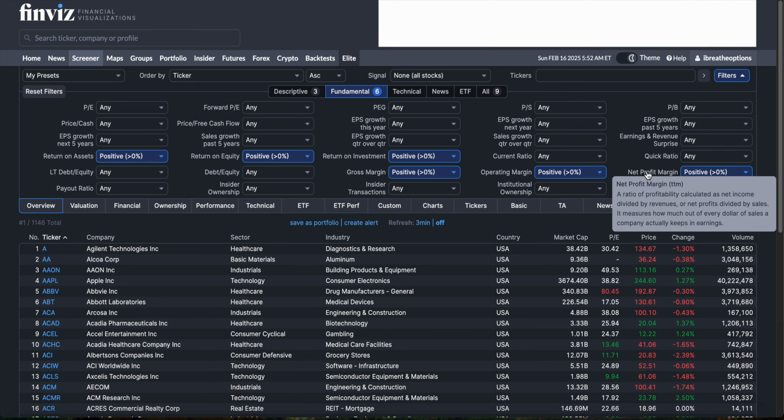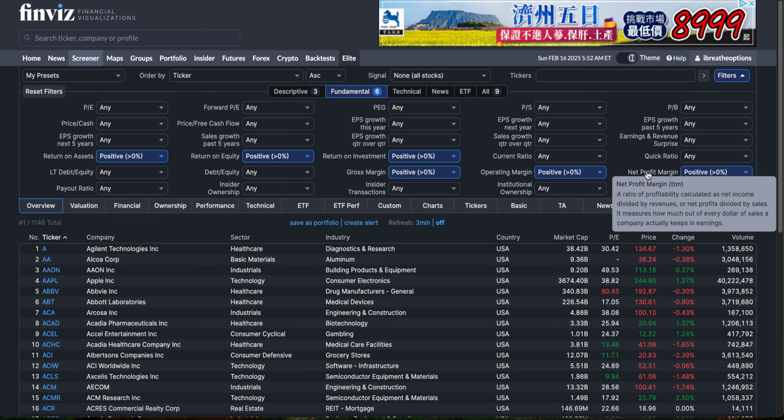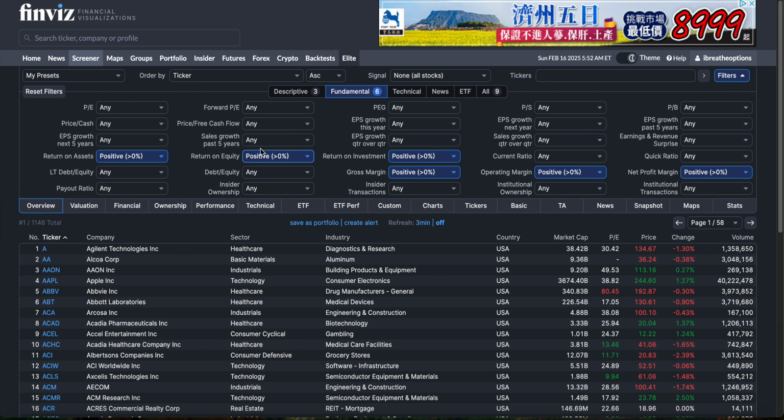And net profit margin, a profitability ratio calculated as net income divided by revenue, or net profits divided by sales. It measures how much out of every dollar of sales a company actually keeps in earnings. And of course, the more positive, the better. If you look at this screening, you managed to screen 1,146 stocks that you would actually want to look at, but there are still a lot of companies.